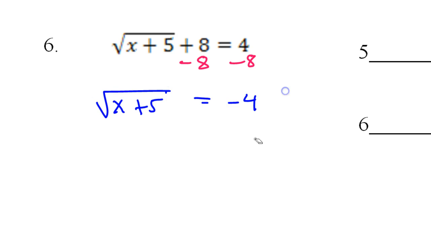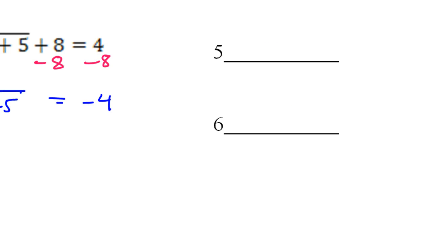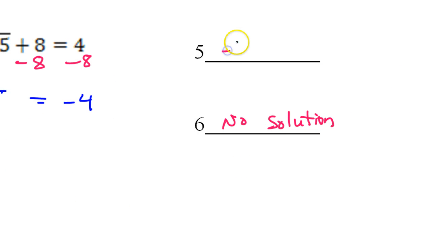This does not make sense. There's nothing you can take the square root of that's going to give you a negative number. So right away I know this is going to be no solution. Oh look, answer lines. I guess I should use those. No solution. Okay, and while I'm over here, number 5 was -2.